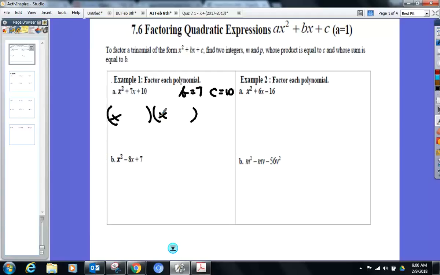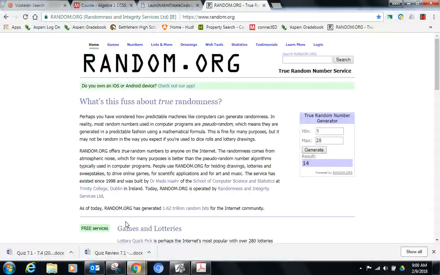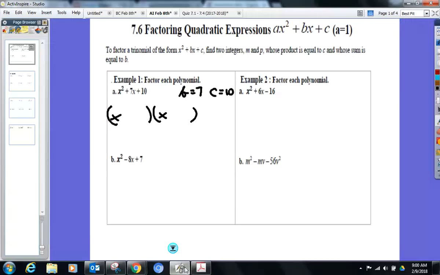So don't yell anything out. Just think about in your head numbers that multiply to 10, but you can get to add to 7. Okay, don't yell anything out. Numbers that multiply to 10, but add to 7. Got a pair for me? 5 and 2. So I'm just going to write 5 and 2 in there.